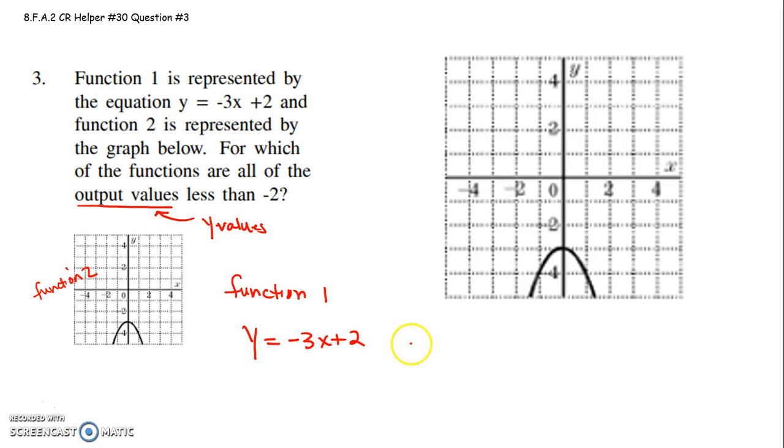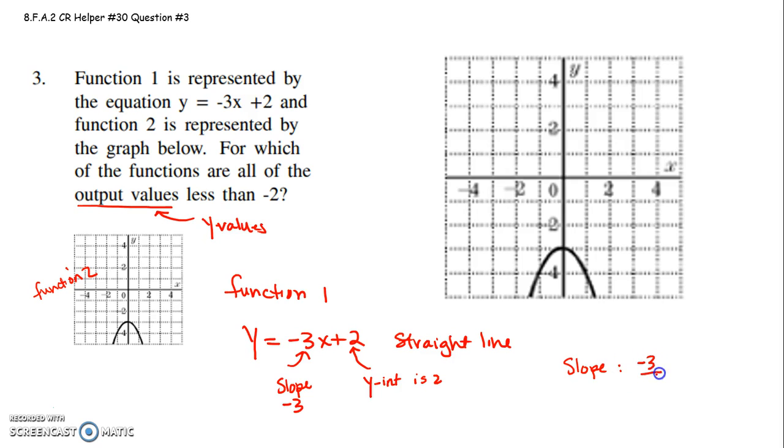So this is in the form of a straight line, and I think if I graph it, it would be the easiest way to tell whether all of the y values for this straight line are less than negative 2. So here I can tell you my slope is negative 3 and my y-intercept is 2. My slope is negative 3.